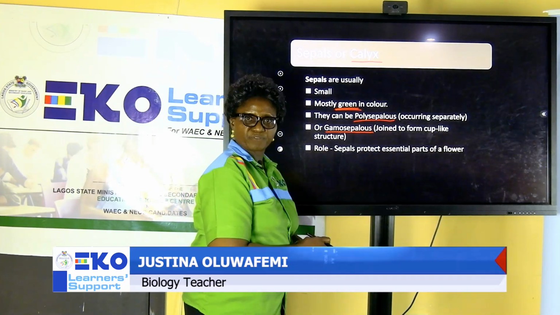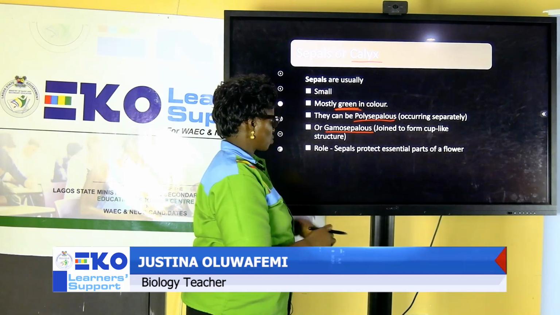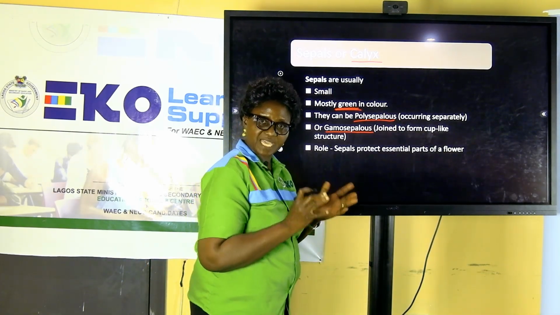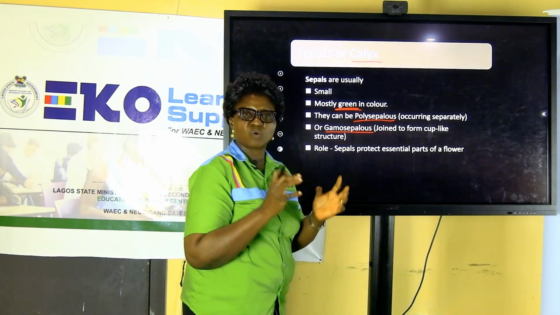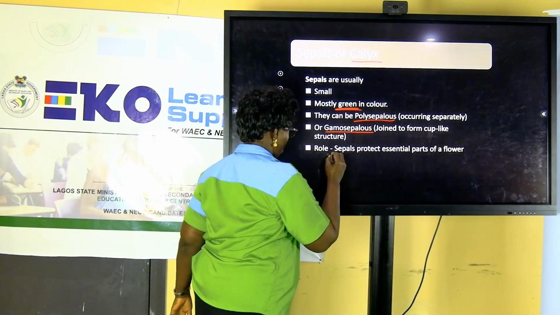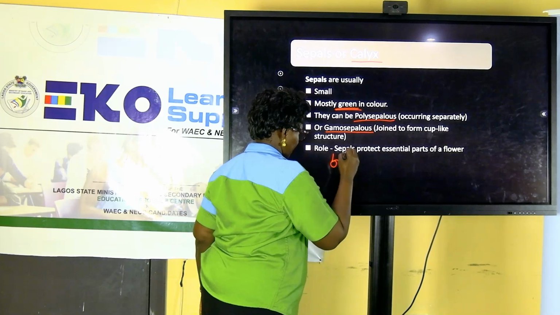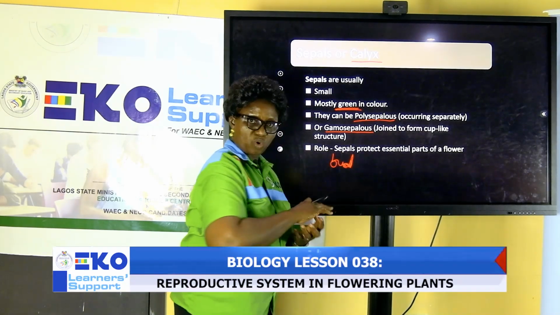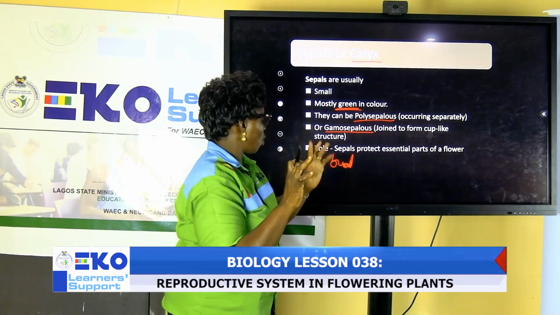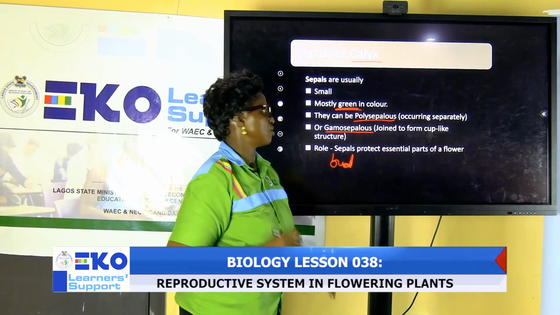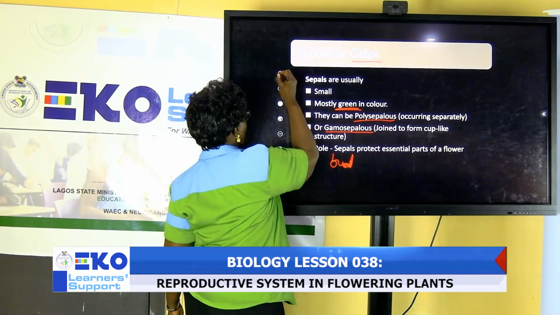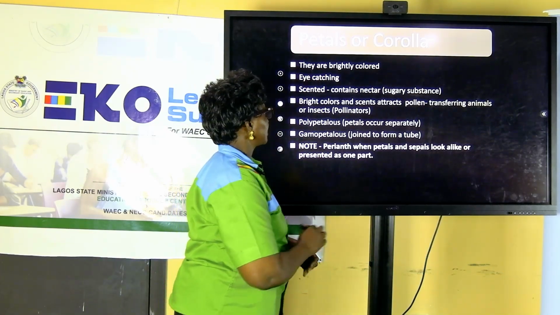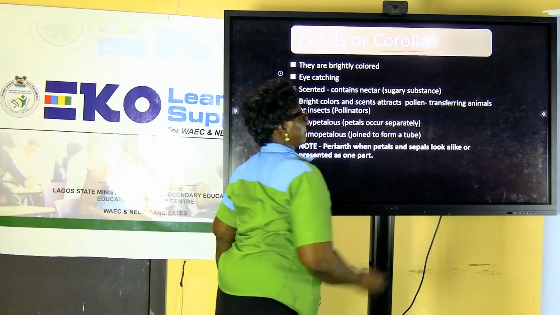What is the role of these sepals? Remember I said in most flowers they are green in color. So they carry out the function of protecting the other floral parts when they are still in the bud, before they open up. The sepals cover up the whole structure that forms the flower before it eventually opens up.